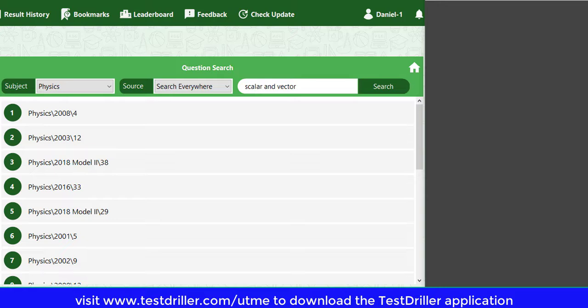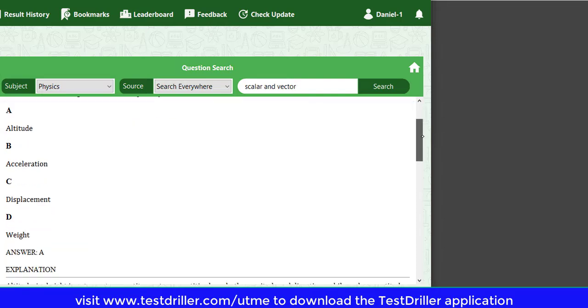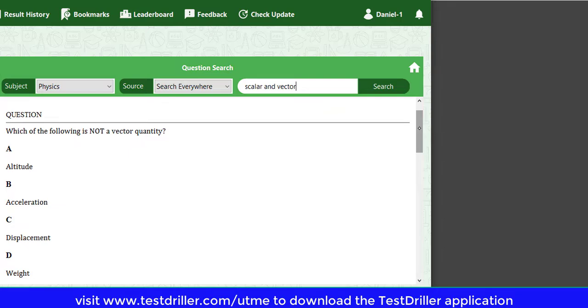So we're going to start with question 4 from the year 2008. The question says, which of the following is not a vector quantity? Let's look at it carefully. We have altitude, acceleration, displacement, and weight. Altitude has to do with distance in the upward direction. It just tells you how high something is from the ground, but does not necessarily tell you the line of action.